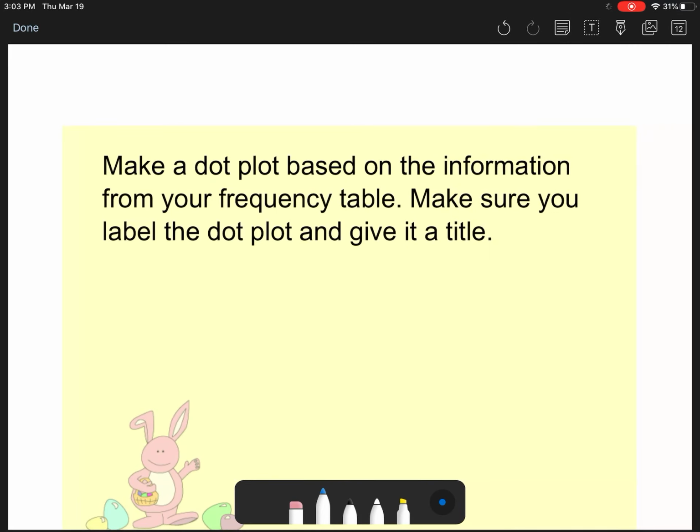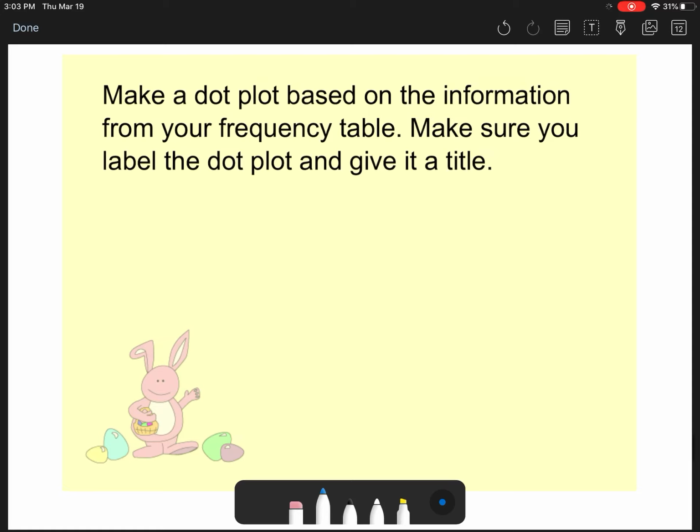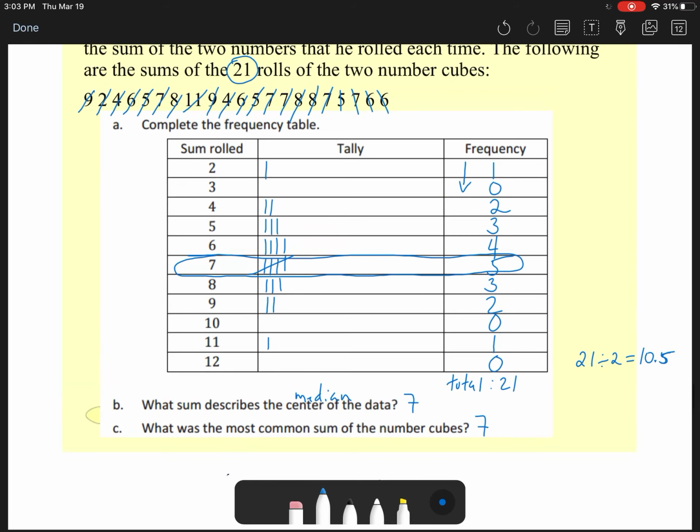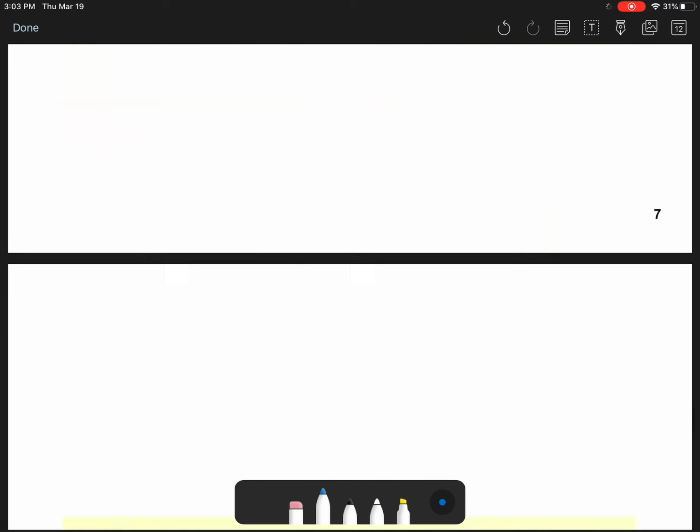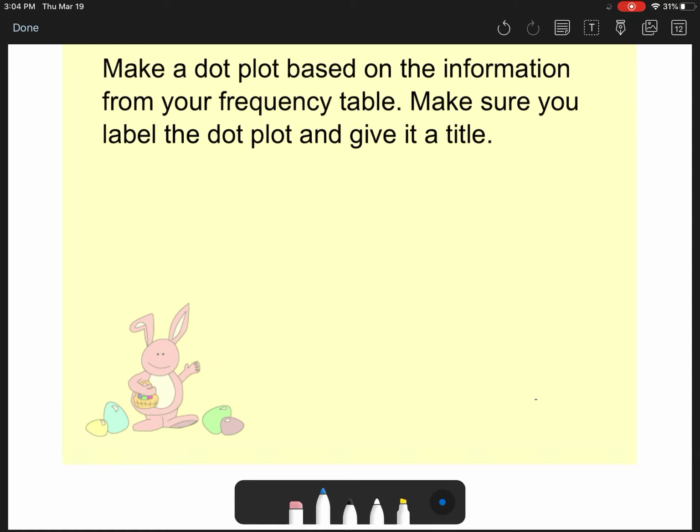Okay, make a dot plot based on the information from your frequency table. Make sure you label the dot plot and give it a title. So scrolling back up here real quick, we have the sum rolled is from 2 to 12. So we're going to make that our x-axis, sum rolled, and you want to label that from 2 to 12: 2, 3, 4, 5, 6, 7, 8, 9, 10, 11, 12.